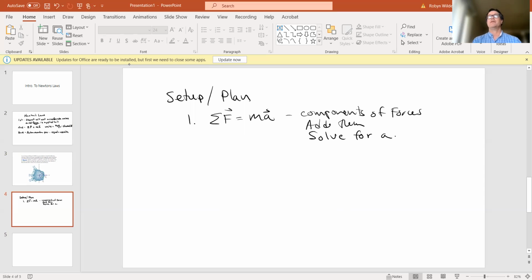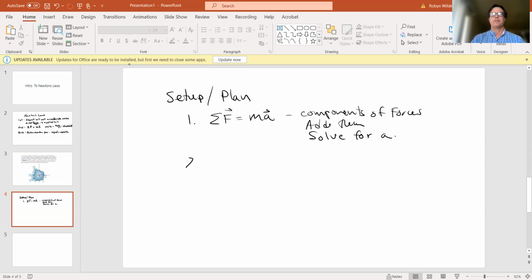But this is almost always what's going to happen when you are given forces. You will plug them into Newton's second law, and that means adding them up as vectors. Forces are vectors. They have a magnitude and a direction.